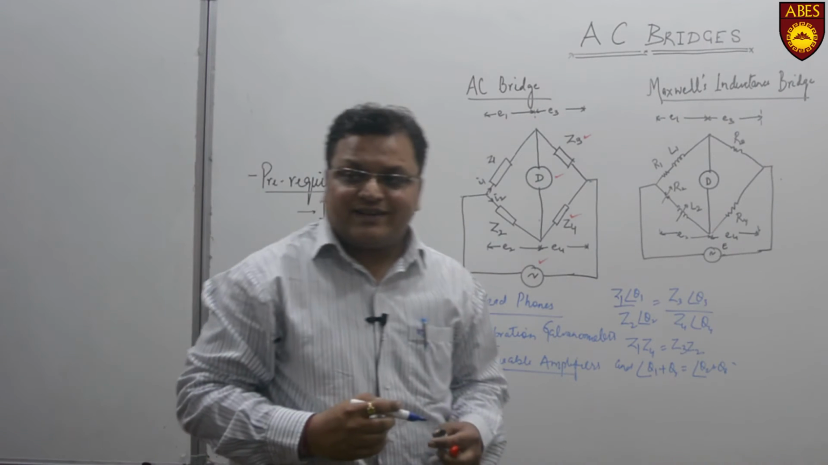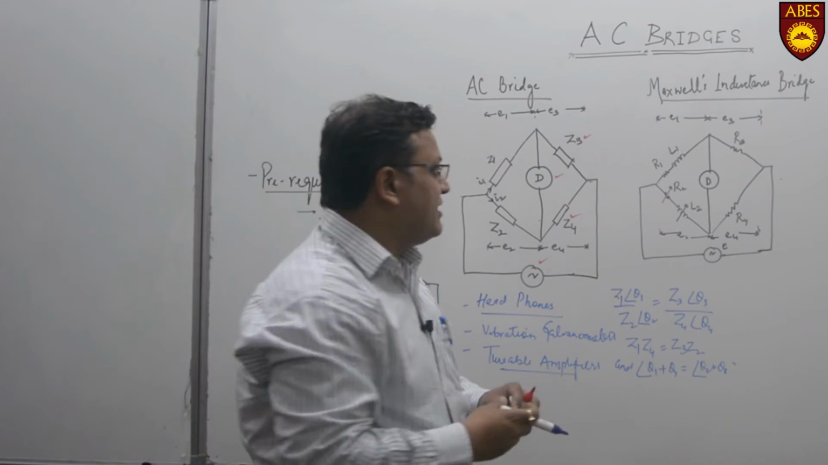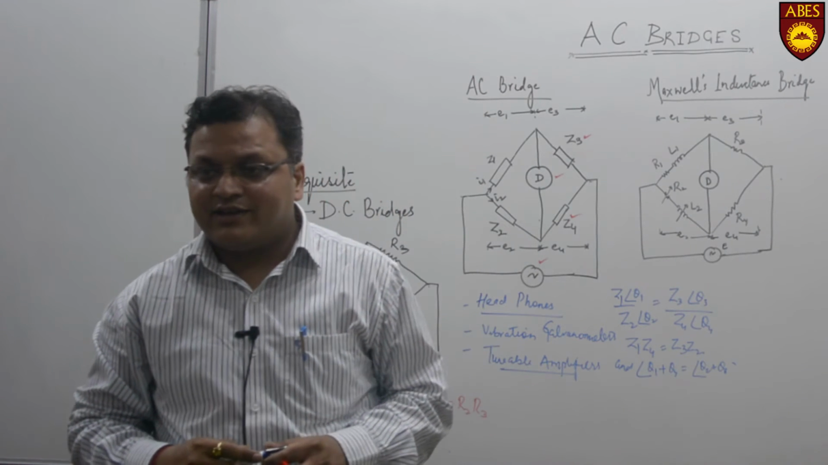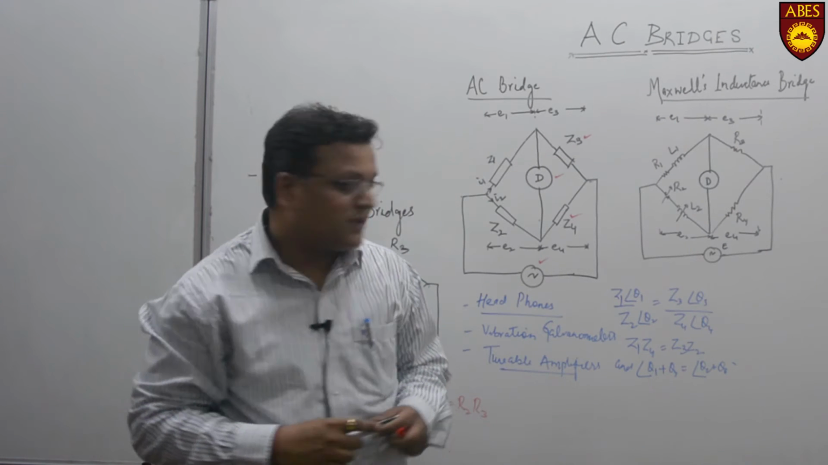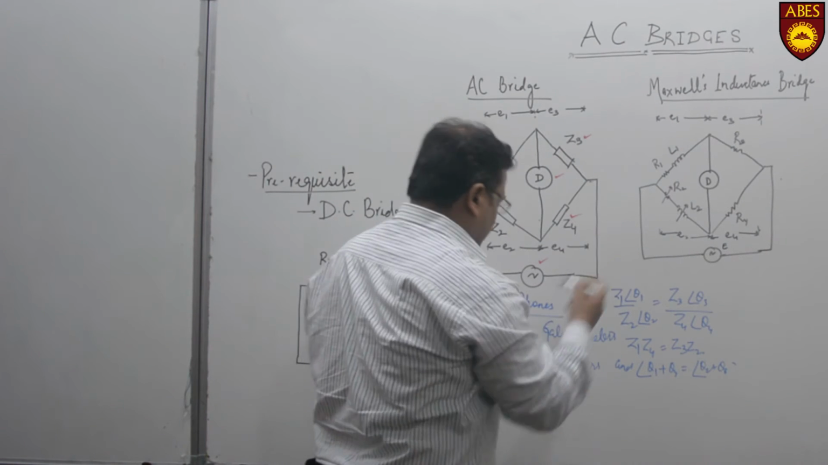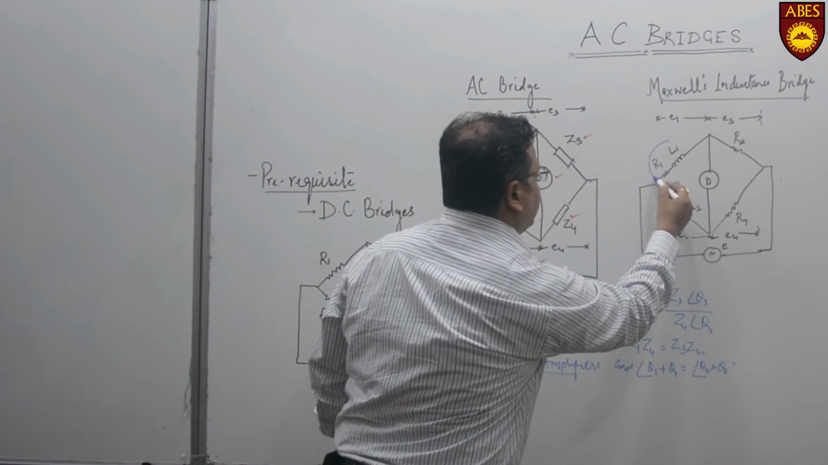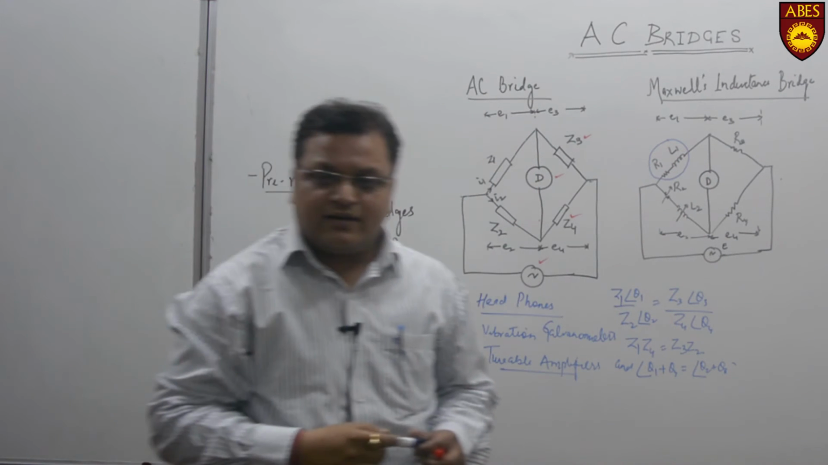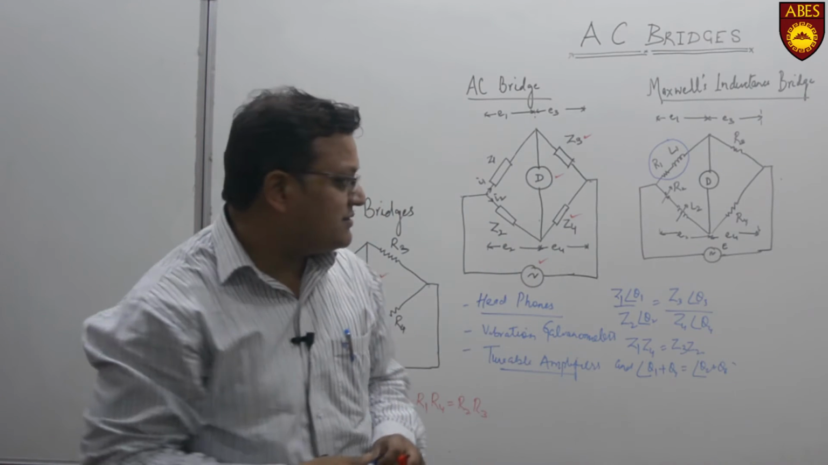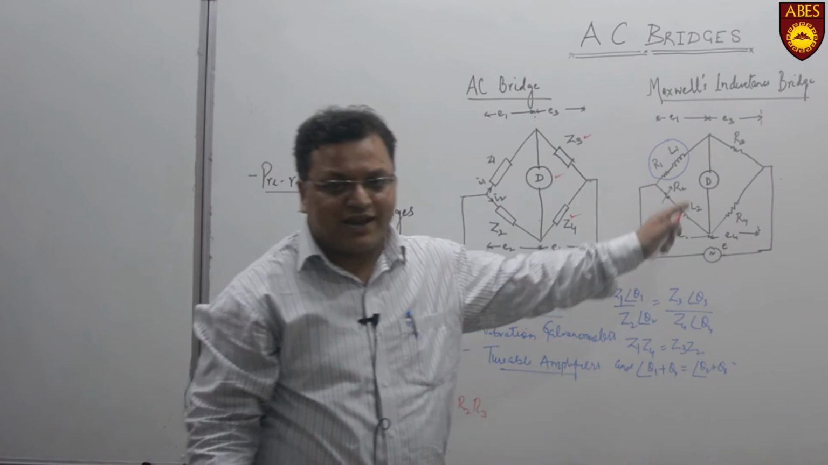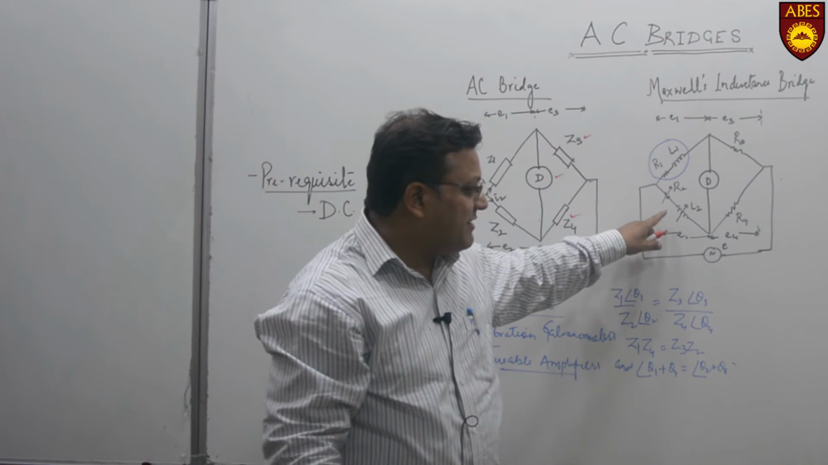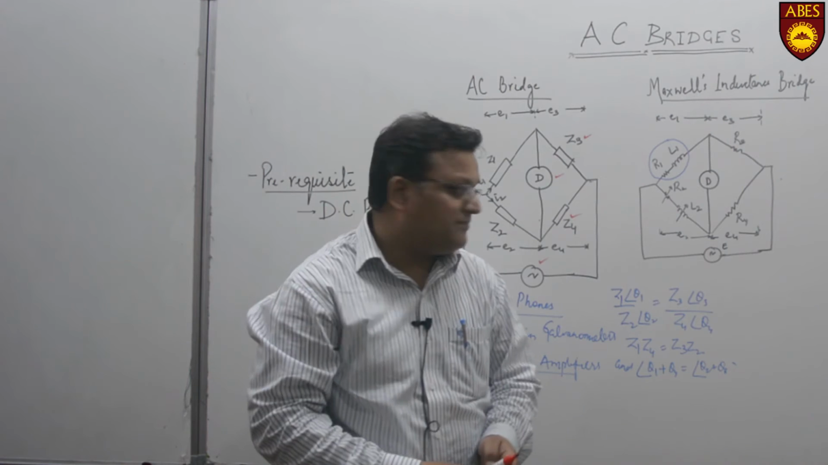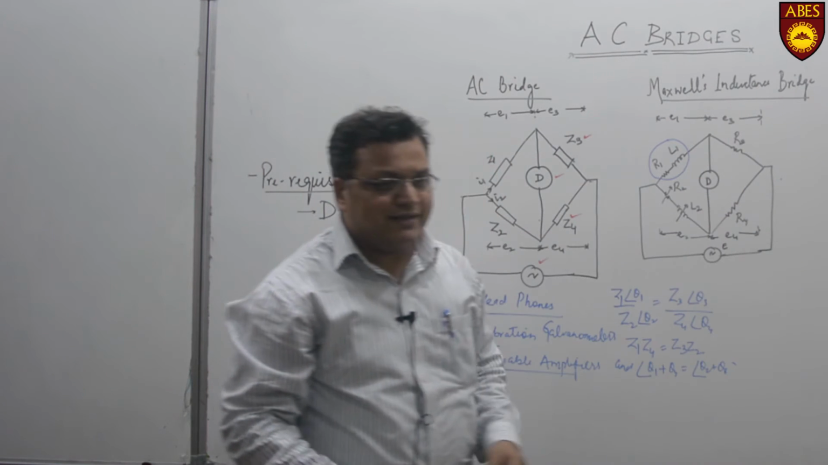Right. To further understand this, we can take an example of Maxwell's induction bridge. This bridge is used for the measurement of unknown inductance in a coil. We have connected the coil in this branch. The inductance of this coil is unknown. The rest of the branches have known parameters. We can vary this R2 and L2 in order to obtain a null point. R3 and R4 are again resistances.